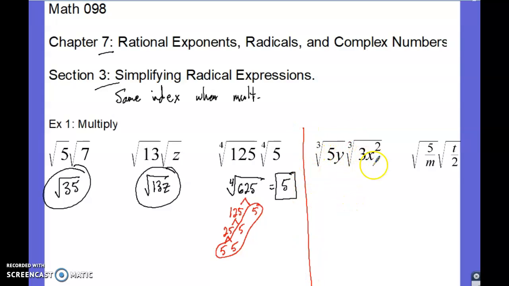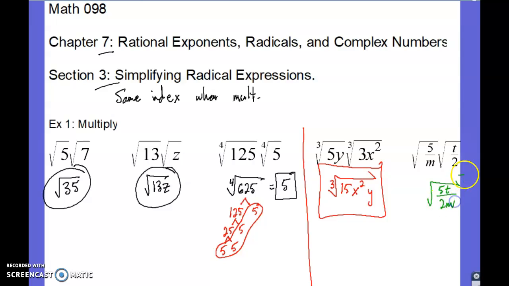So as I move forward to the next problem, there's really not much to do. The index is the same, so just combine them. 5 times 3 is 15. As a math person, my habit's to write the alphabetical order, so x squared before writing y. But that's it on that one. And then this last one, if you're multiplying fractions, just a reminder, you multiply numerator with numerator, so it's just 5t over 2m. And there's nothing to simplify there.